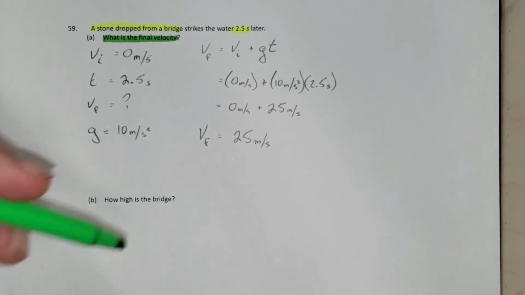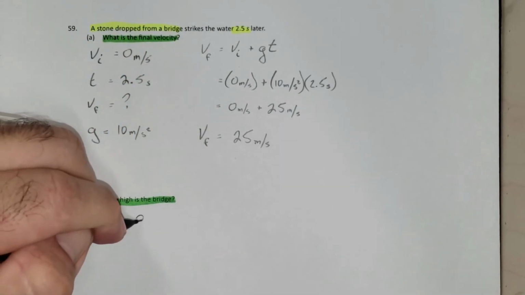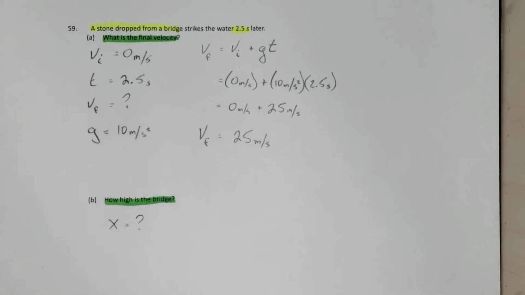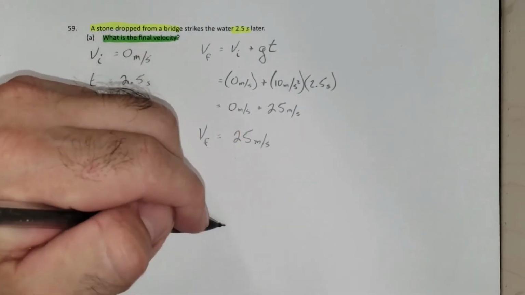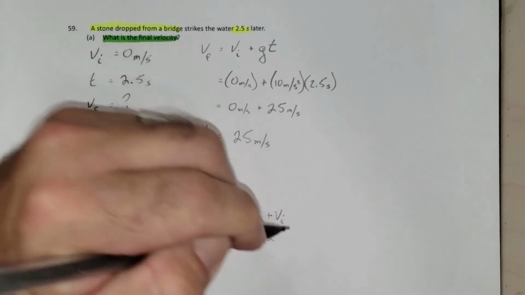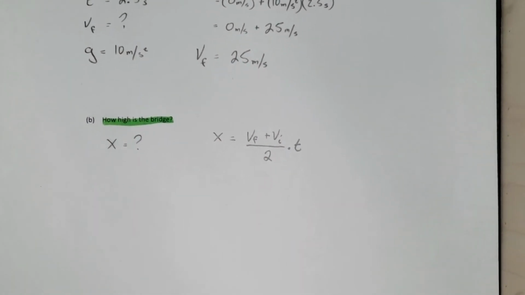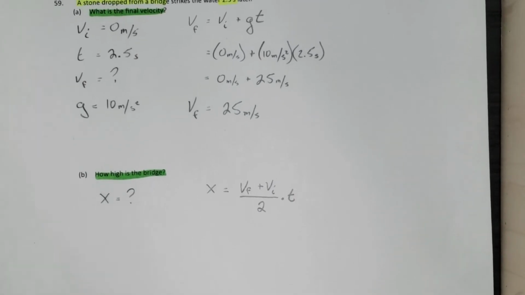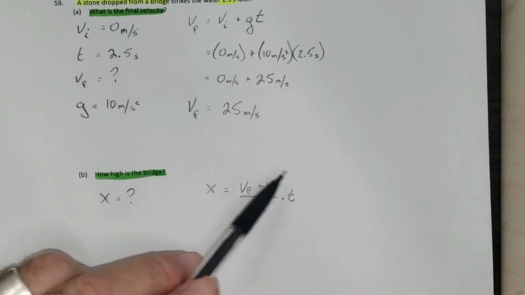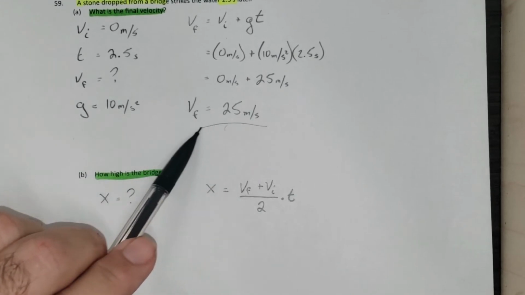Now, part B asks how high is the bridge? That means that x, displacement, is our unknown, and we can actually choose any of the three remaining formulas for acceleration to solve this. Realistically, though, the simplest formula will be x equals VF plus VI over 2 multiplied by t. Now, if I scoot this up a little bit so we have room to work this problem, this way we can still see all the values from the first part. So all of these values will be used for this formula: initial velocity, time, and we did solve for the final velocity here.